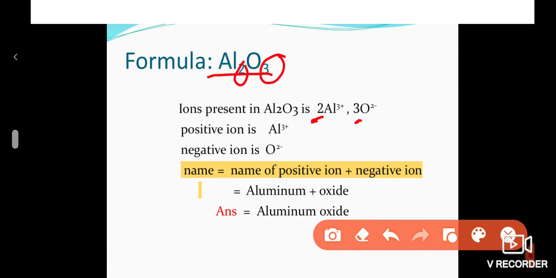Now we convert the formula into a name. Name of the positive ion plus negative ion. The name of the positive ion is what? Aluminium. The name of the negative ion, O2 minus, is oxide. Now we get aluminium oxide. What is the name for Al2O3? It is aluminium oxide. Okay.